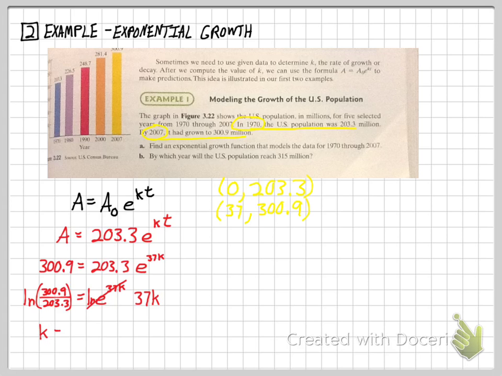So my k value is going to be the natural log of 300.9 divided by 203.3 all over 37. And when you punch this into your calculator, you're going to get a pretty long and messy decimal. As a rule, you want to keep 3 significant figures.